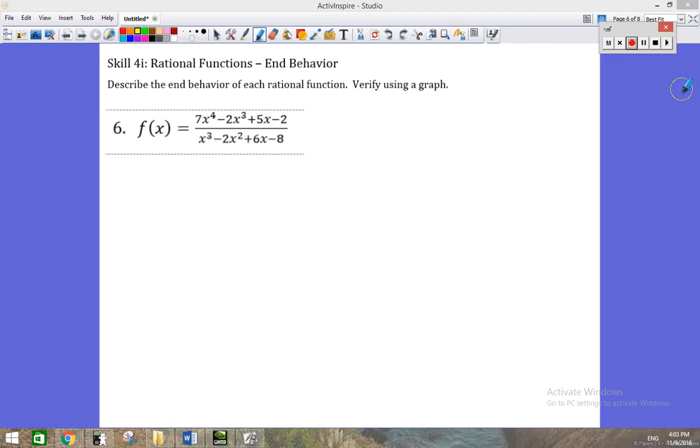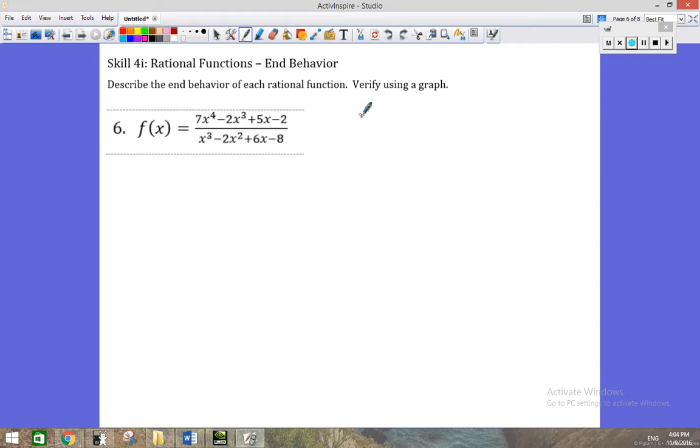Let's take a look at problem number 6. We are trying to determine the end behavior of rational functions. We know that rational functions are a ratio of polynomial functions, and we're going to compare the degree of the numerator against the degree of the denominator. Anytime you're comparing two values, you're always going to end up in one of three possible cases. I always call it top heavy, bottom heavy, or the degrees are equal.